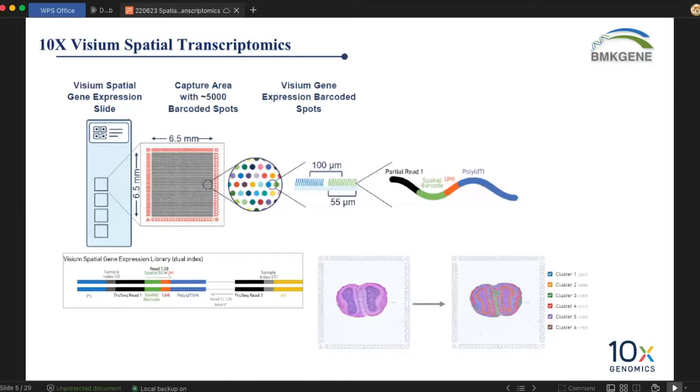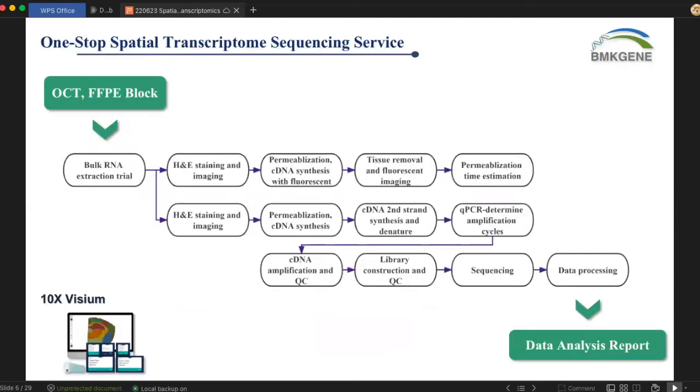Once we have all this information, we are able to take an image and combine it with the gene expression information, do more downstream analysis, and generate a figure like this. So here is what the whole workflow looks like. It seems a little bit complicated because there are so many steps.